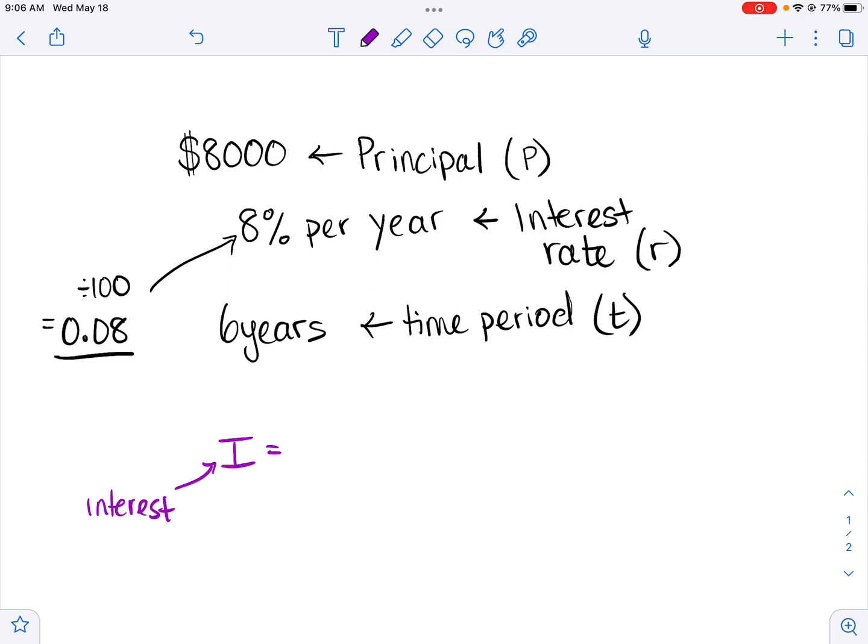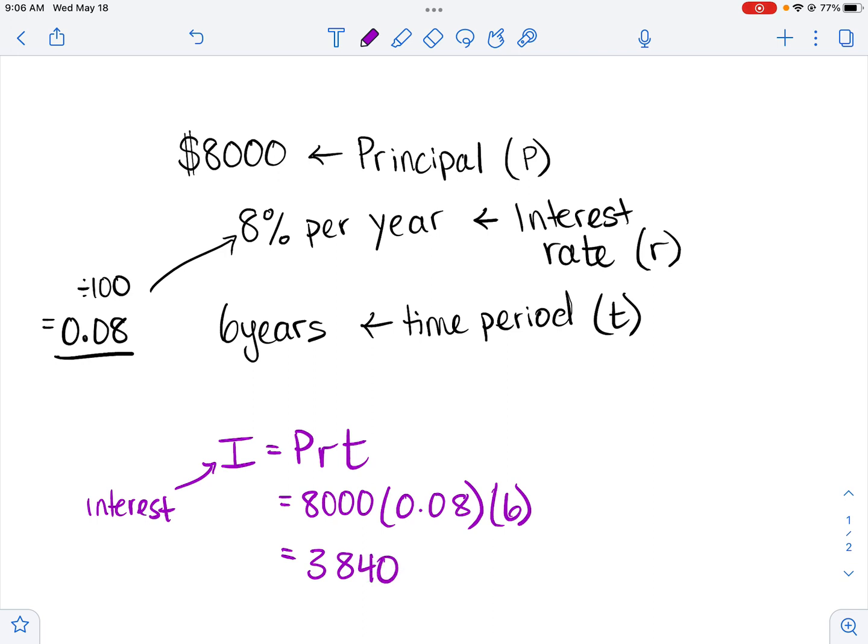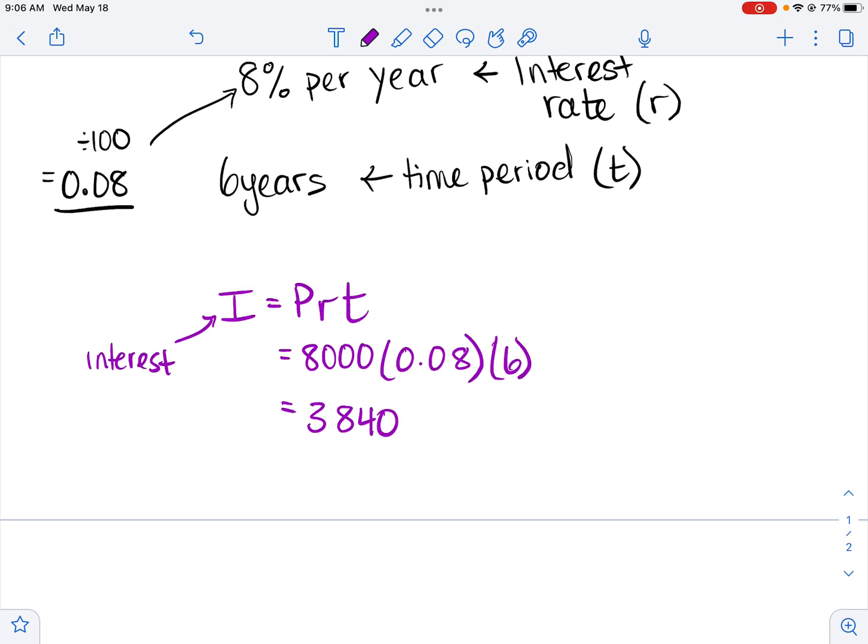And all I'm going to do is multiply my principal times my interest rate times my time period. And I will get $8,000 times 8%, which I write as 0.08, times 6 years. And then I just calculate that. So 8,000 times 0.08 times 6 would equal $3,840. So that's how much interest I made on my investment.